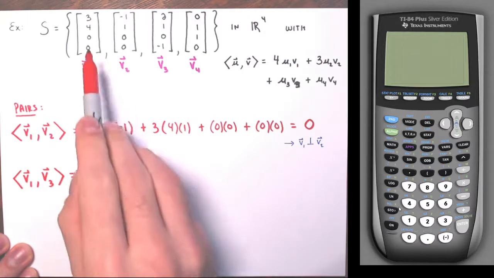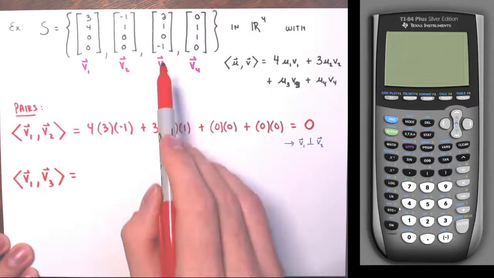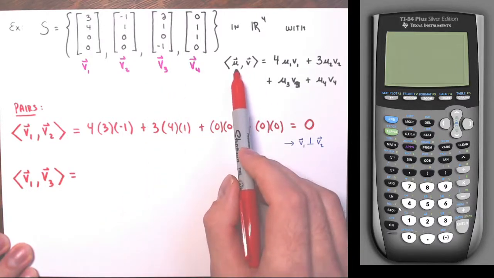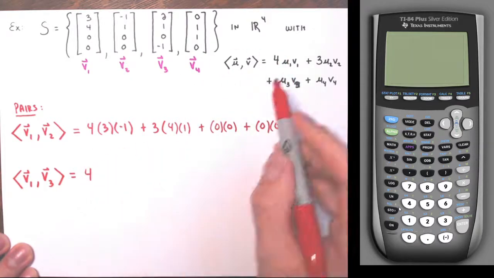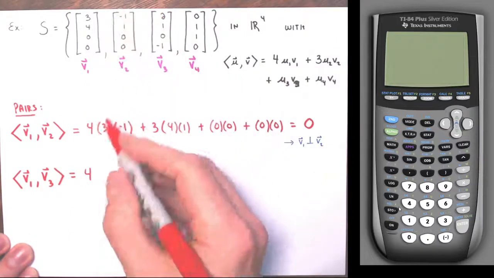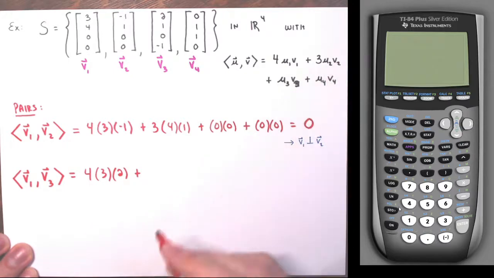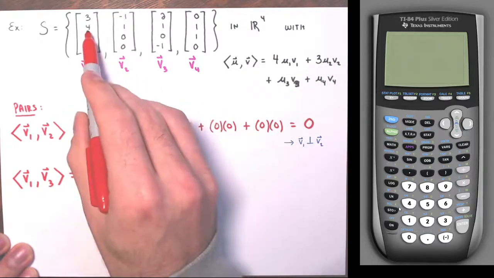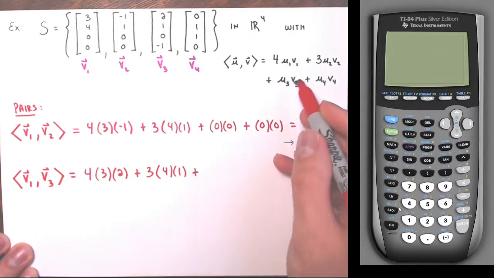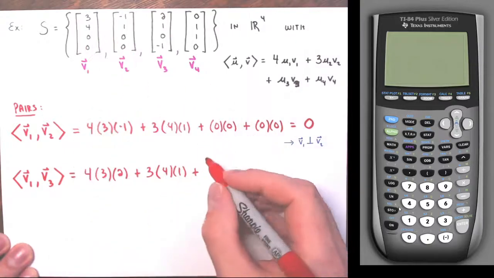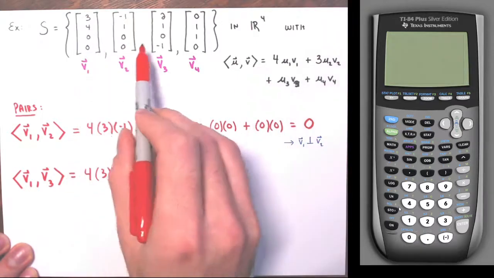Same deal. Now v1 is this one with the 3, 4, 0, 0. v3 is this vector with the 2, 1, 0, -1. So the inner product of v1 with v3 is 4 times the product of their first components, so 4 times 3 times 2, plus 3 times the product of their second components, so 4 times 1, plus the product of their third components, which for v1 and v3 are both 0, plus the product of their fourth components, which for v1 and v3 are 0 and -1.